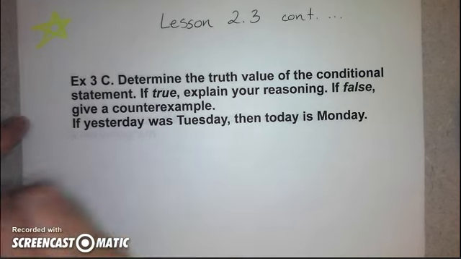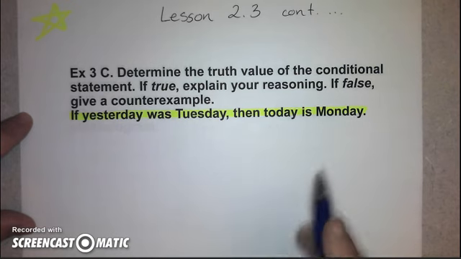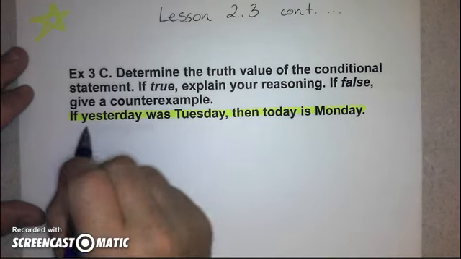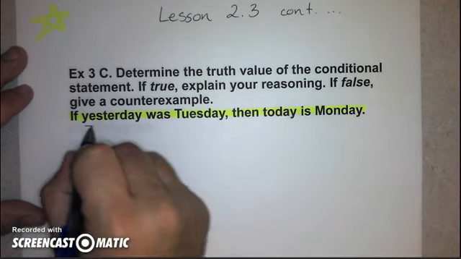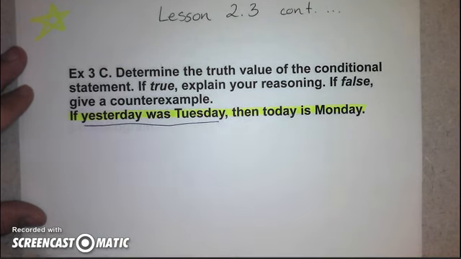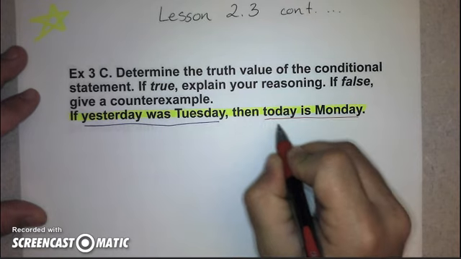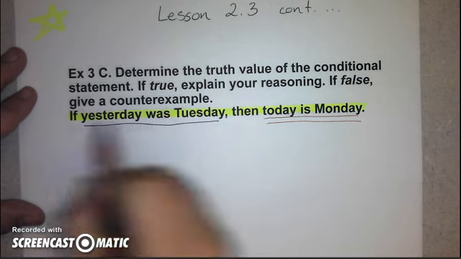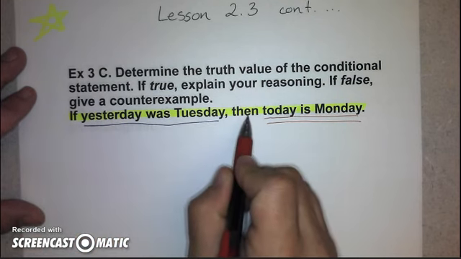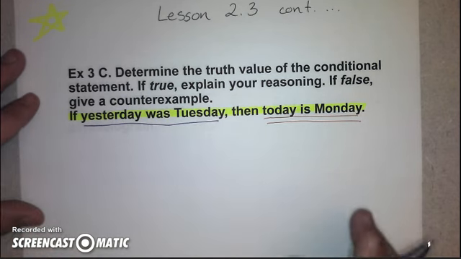So our sentence reads like this: if yesterday was Tuesday, then today is Monday. That's our statement. And so we want to look at these as hypothesis and conclusion. So the hypothesis is yesterday was Tuesday. The conclusion is the part of the sentence following the word then: today is Monday. When we identify hypothesis and conclusion, notice I'm not underlining the words if and then. Those are parts of your statement that are not part of the hypothesis and conclusion. We don't need those.